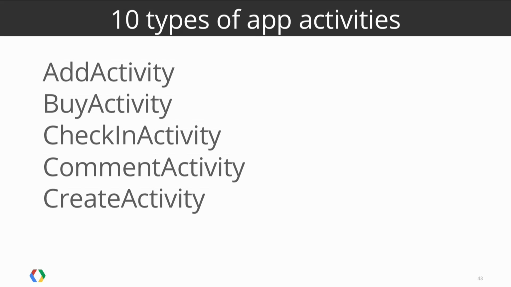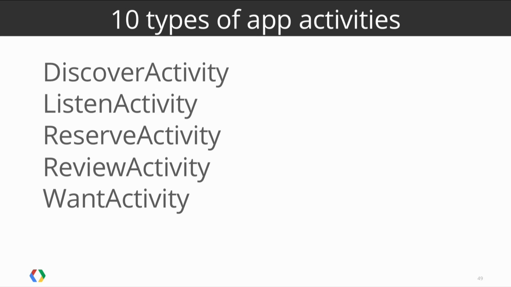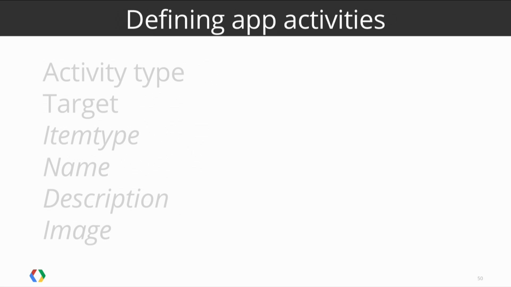So what is an app activity really? Well, first thing is you have to have an app activity type, and we have 10 of them. Now, I could read the list of 10 to you, but I won't. But the point is we have a variety of different kinds of raw activities, some of which are very abstract, like add or create, and some of which are very specific, like listen or review. So this is saying the user did something, which is they added something to a collection, or they created something, or they reviewed something, or they commented on something, or they checked in on something. It's up to you, of course, to decide what that something is.